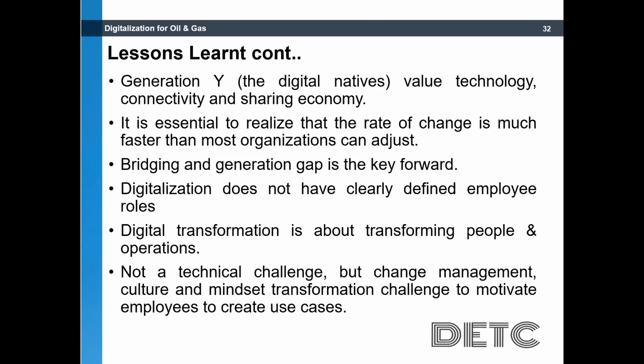Last but not least, digital transformation is no longer a technical challenge. The technologies are already there, and we can be trained to apply them. But the key here is to have a change management culture and mindset that cultivate digital transformation to ensure smooth transition.